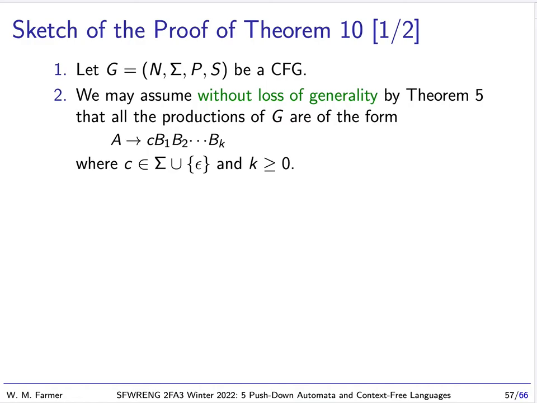So what we can do without loss of generality is assume all the productions of G have this form, where C is a member of our input alphabet or epsilon. Now this is almost the Greibach normal form. The Greibach normal form is exactly this, except we would not allow C to be the empty string. But using the Greibach normal form theorem, which says every context-free language that does not include the empty string has a grammar in Greibach normal form that will accept it, we can get this result. And so we can assume that all our productions are of this form.